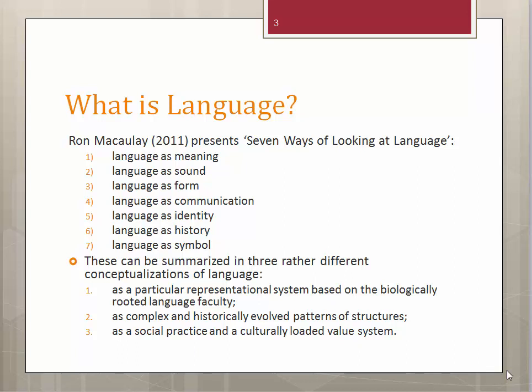These can be summarized in 3 rather different conceptualizations of language. First of all, language as a particular representational system based on the biologically rooted language faculty. Second, language as a complex and historically evolved pattern of structures. And third, language as a social practice and a culturally loaded value system. So these are 3 major conceptualizations of language.